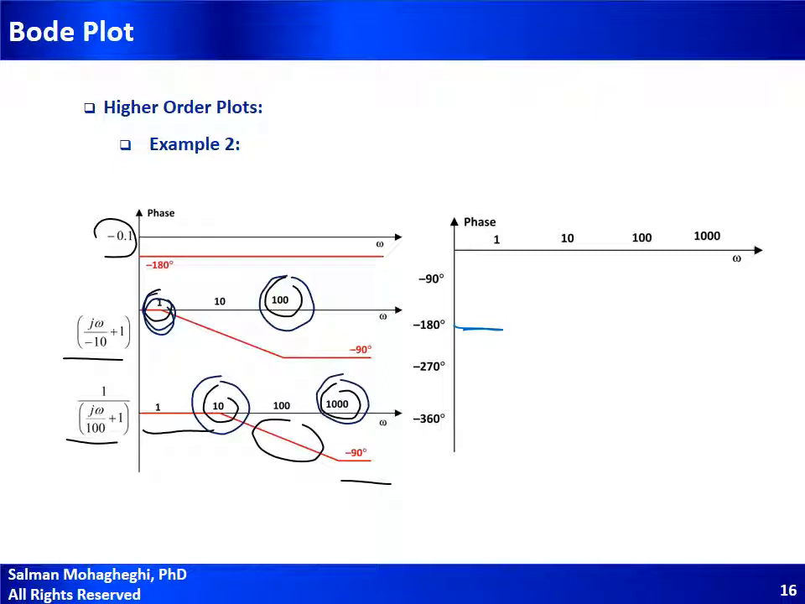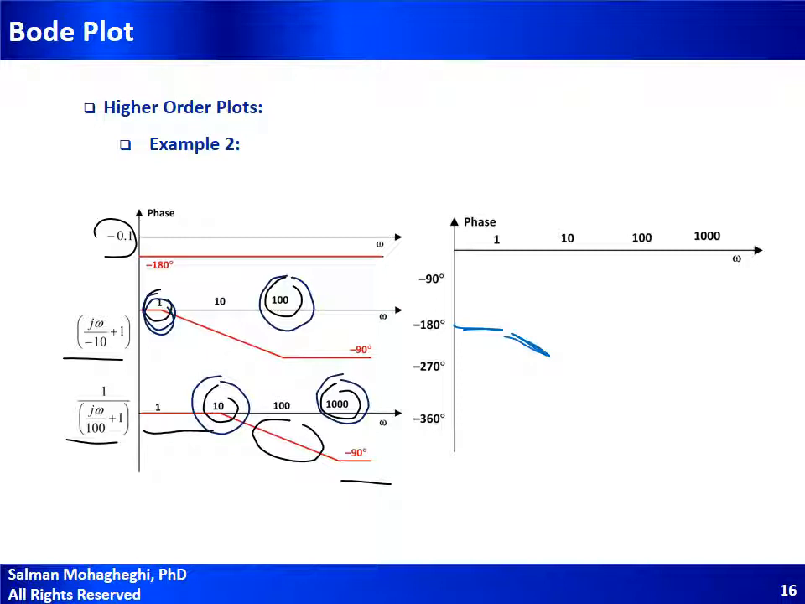The next breakpoint is 10. What do I have between 1 and 10? From the first graph, I have a negative 180. From the third graph, I have a 0, so I don't need to worry about that. From the third graph, I have a straight line with a slope of negative 45 degrees per decade. So this would be as if I have something superimposed on my straight line of negative 180. So it's as if I have a negative 45 per decade somewhere like this.